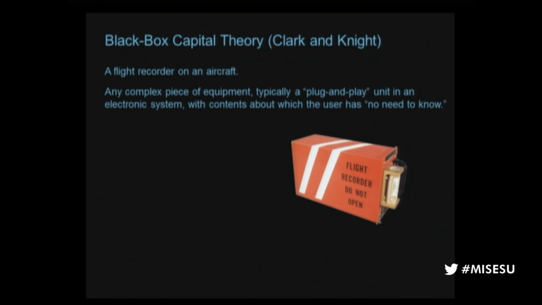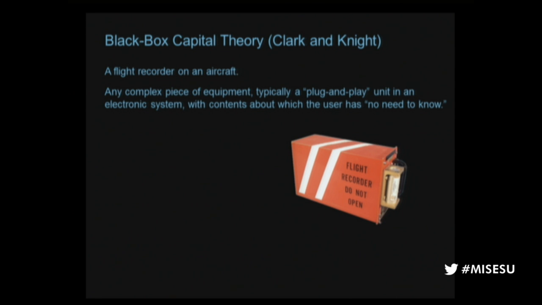So any complex piece of equipment, typically a plug-and-play unit, an electronic system with contents about which the user has no need to know. And that's why they call this a black box. Not because it's black, it's not, it's orange. But because the airlines, they build an airplane, but they don't put together the electronics for a black box. They just order one. And it comes with an input cord and an output cord, and they plug it in, it's plug and play, and they leave it alone. That's their black box, okay?